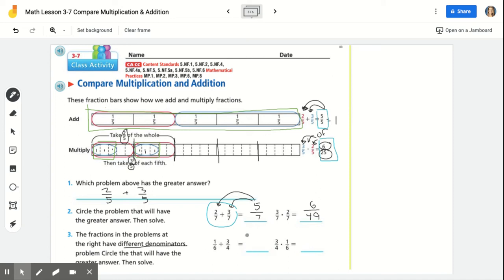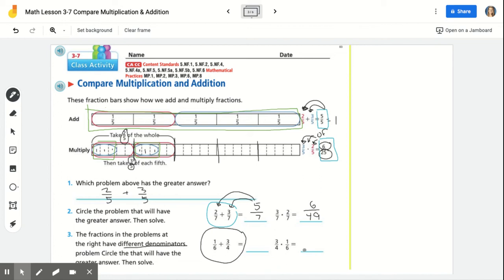But before we even do that, let's take a look at them. 1/6 plus 3/4, and then 3/4 times 1/6. Same fractions, just adding or multiplying. Which one will give us our bigger answer? Adding the two fractions or multiplying the two fractions? Which one will have the bigger answer? Let's predict. Well, let's go along with this addition problem had the bigger one. I think we're following the rule. Adding two fractions will give us a bigger answer than multiplying. So let's make that prediction. Go ahead and circle that.